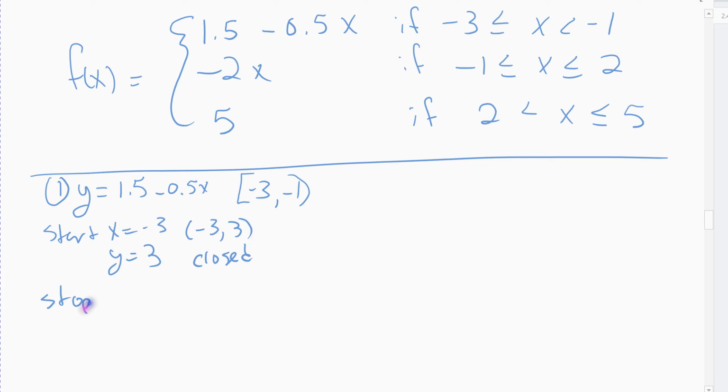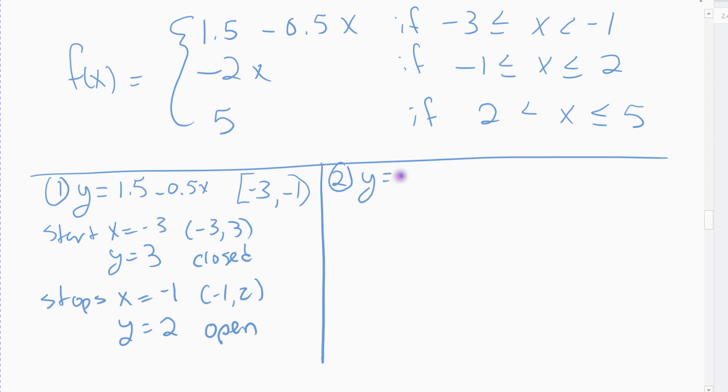That line stops at -1. So when I plug -1 in, I'm going to get +2 out. So -1, 2, and that time it's open, right, because I don't include my -1. Alright, so there's my first piece.